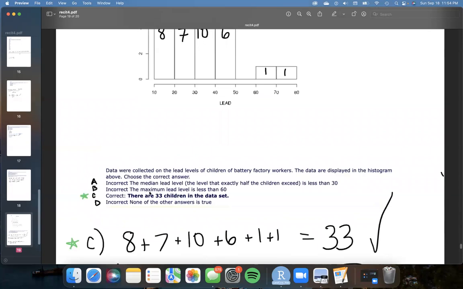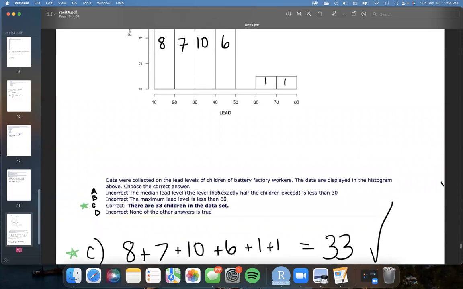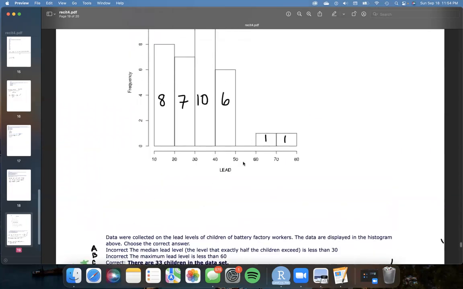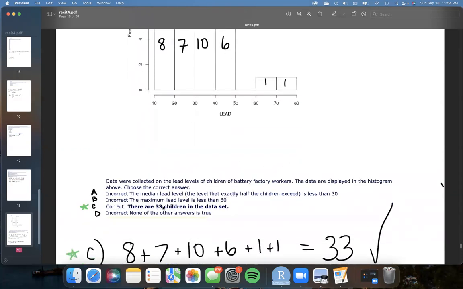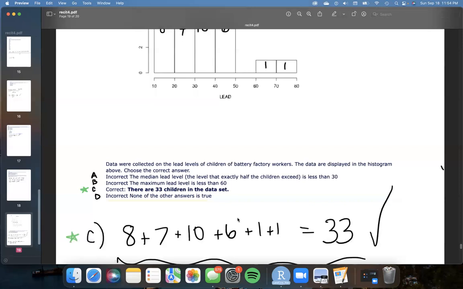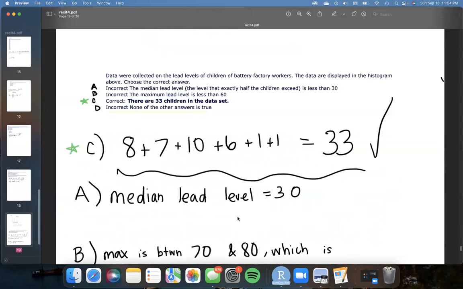B says the maximum lead level is less than 60. This is incorrect because we have values greater than 60. We have one value between 60 and 70, and one value between 70 and 80. So we can eliminate B. And then D, none of the answers is true. We can eliminate that because we already found that C is true, that there are actually 33 children in the data set.